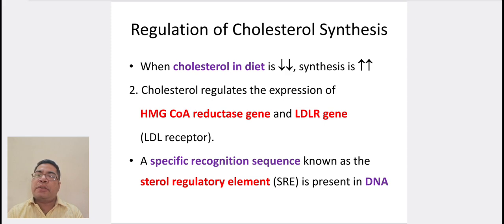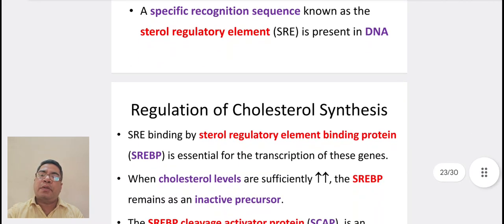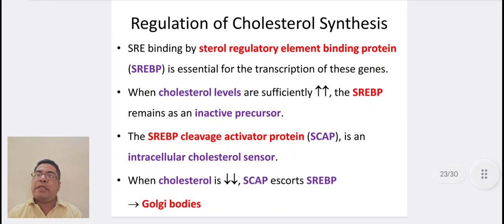Cholesterol regulates the expression of HMG-CoA reductase gene and LDL receptor gene. The specific recognition sequence known as sterol regulatory element, SRE, is present in the DNA. SRE binding by sterol regulatory element binding protein, SREBP, is essential for the transcription of these genes. When cholesterol levels are sufficiently high, the SREBP remains as an inactive precursor.